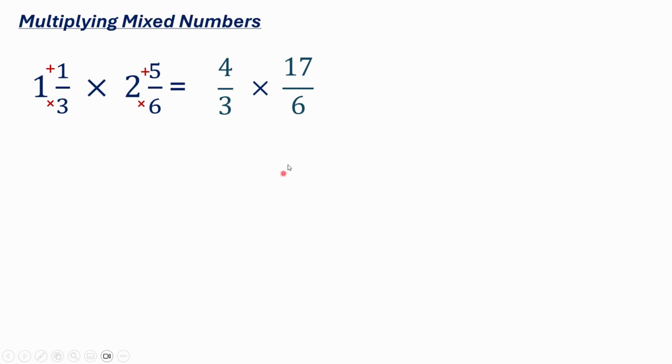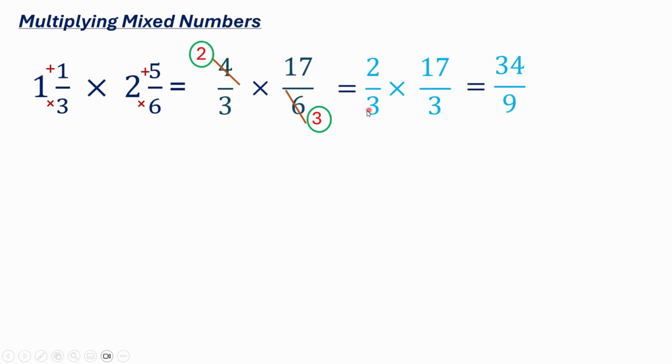I will simplify. 17 cannot be simplified by 3 or 6, and 4 can be simplified only by 6. I can divide 4 by 2, that will give you 2, and I can divide 6 by 2, that will give you 3, and then I will write the new fractions here. It's 2/3 multiplied by 17/3. I cannot simplify anymore, so I will multiply the numerators, which is 34, and the denominators.